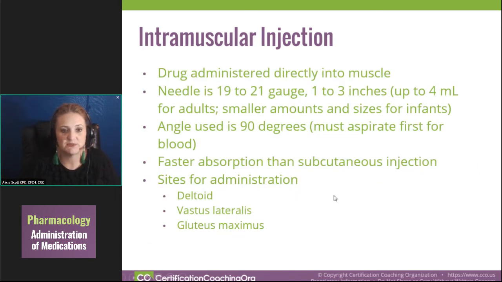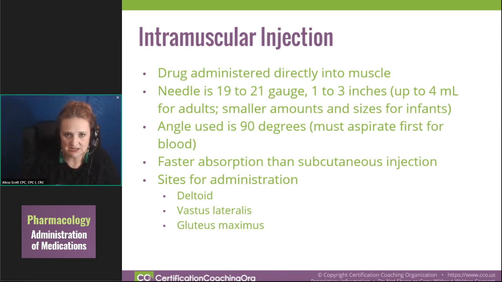So let's talk about intramuscular. We want the medication to go directly into the muscle. This is going to be a 19 up to a 21 gauge. The needle is 1 to 3 inches. We are usually giving up to 4 ml if it's an adult, but it's a lower amount usually with a child or an infant. This is when they're giving those medications and vaccinations into the leg.